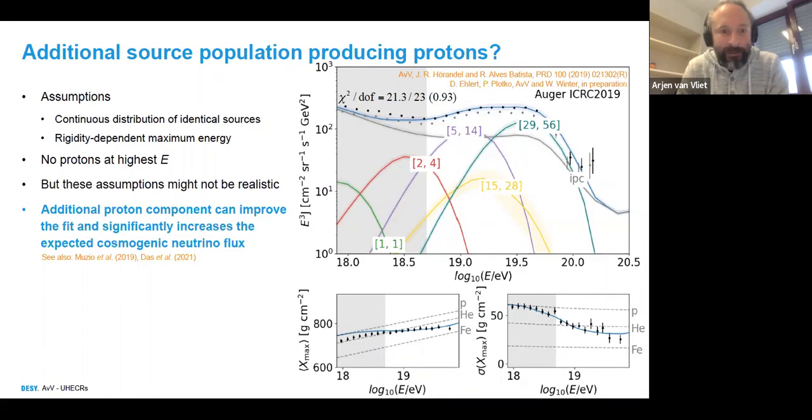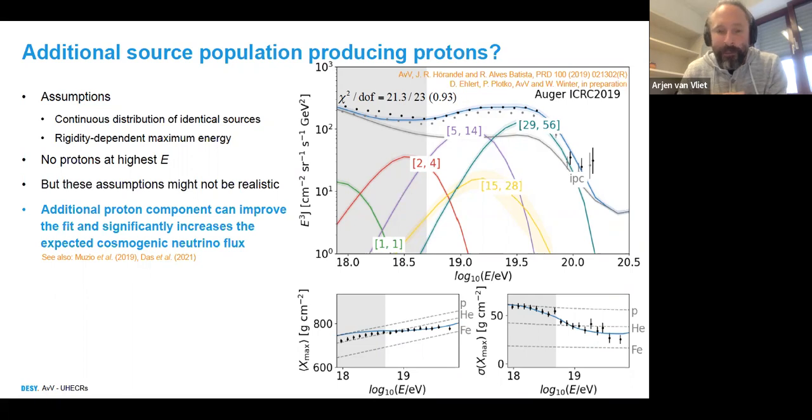But the question is, is this really realistic or not? So what you can do is actually add an additional source population to these kinds of fits. A source population that produces mainly protons. You can add heavier things here as well, but as long as they're subdominant to the proton component, they won't affect the fit results too much.